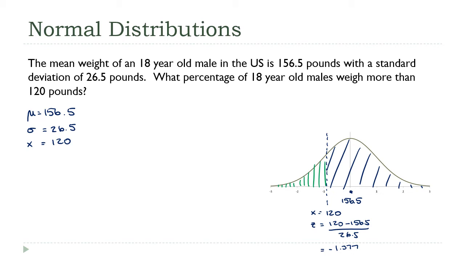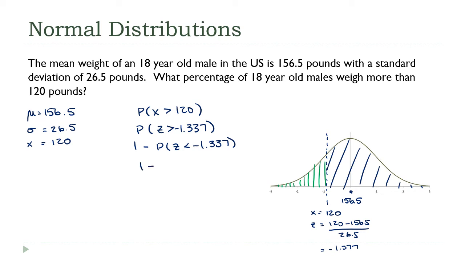All right, so now I can get to my answer. I'm looking for the probability that x is greater than 120. And to do this, I've calculated the corresponding z-score. So this is the same as the probability that z is greater than negative 1.377, which is the same as 1 minus the probability that z is less than negative 1.377. Now I can go to the table.